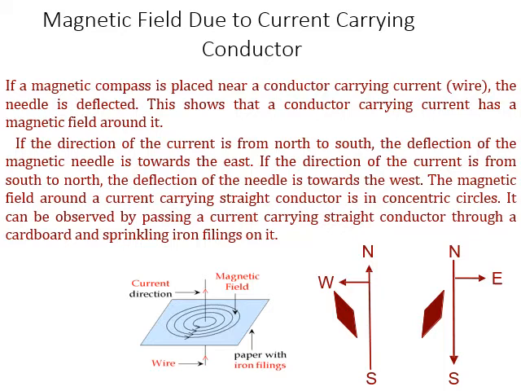The magnetic field around a current carrying straight conductor is in concentric circles. It can be observed by passing a current carrying straight conductor through a cardboard and sprinkling iron filings on it. We will get the iron filings arranged in the direction of magnetic field lines.